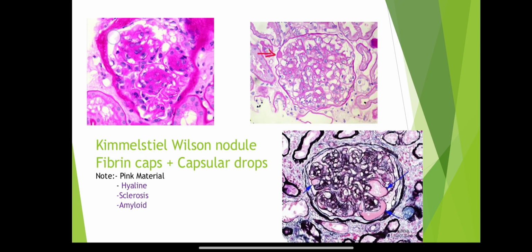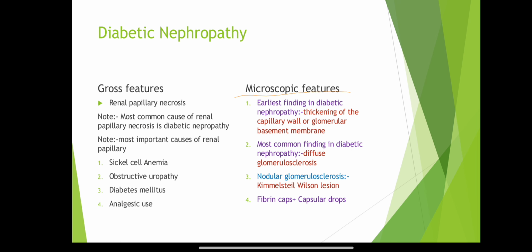I will show the glomerulus. You can see the glomerulus is not looking normal; it is appearing more thickened. There is thickening of the glomerular basement membrane, and these capillary walls are also thickened. The earliest finding in diabetic nephropathy will be the thickening of the capillary wall or glomerular basement membrane.